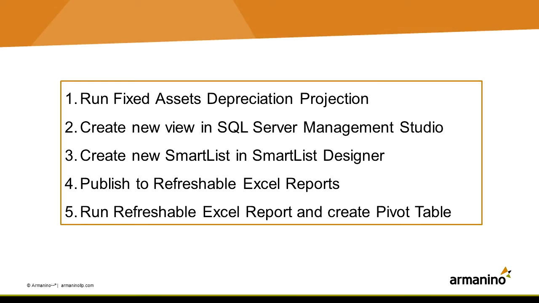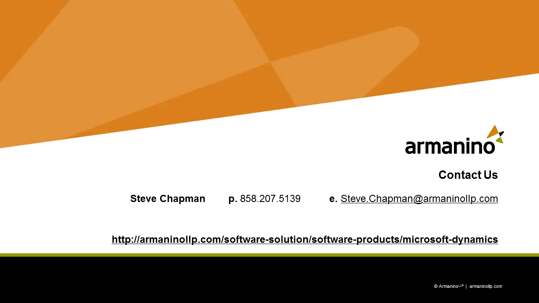So this is the result. I created a query in Management Studio. I created a new SmartList using SmartList Designer. I published that to Excel Reports, and I'm showing it in Excel Reports. So this is one way that you can get data out of the fixed asset projection and use it in Excel.